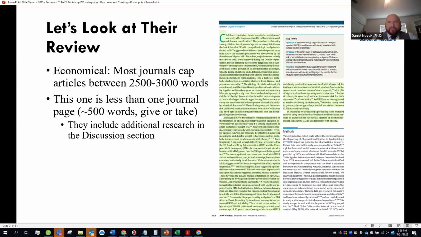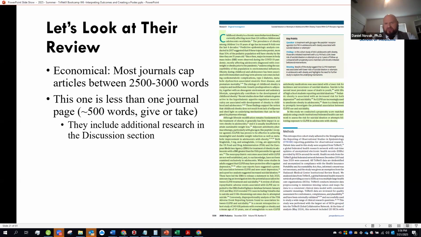As I said a moment ago, and as many veteran researchers will tell you, most journals cap their research articles between about 2,500 and 3,000 words. Sometimes for highly qualitative studies, they'll give you a little more, but for a quantitative study like this, they would expect you to bring it in within that range and maybe even less.